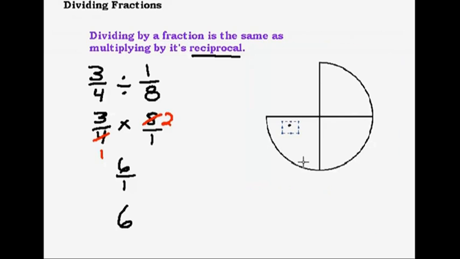So say I've got 3/4 of a pizza, and I'm going to divide it by an eighth. In other words, I'm asking myself how many eighths will go into 3/4.